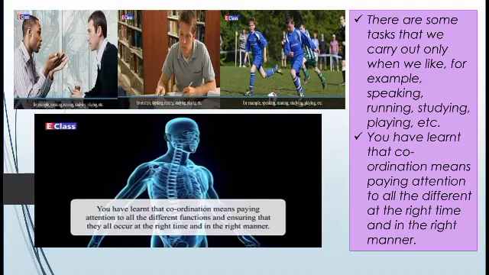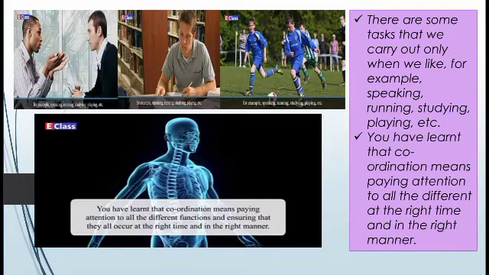So you have learned that coordination means paying attention to all the different tasks at the right time and in the right manner. Just take an example of speaking. While speaking, you know that you need to talk with your mouth. Along with that, you need to keep your mind alert about what you are speaking and what point you need to speak. Your hand coordination and your facial gestures also make people understand your point of view.